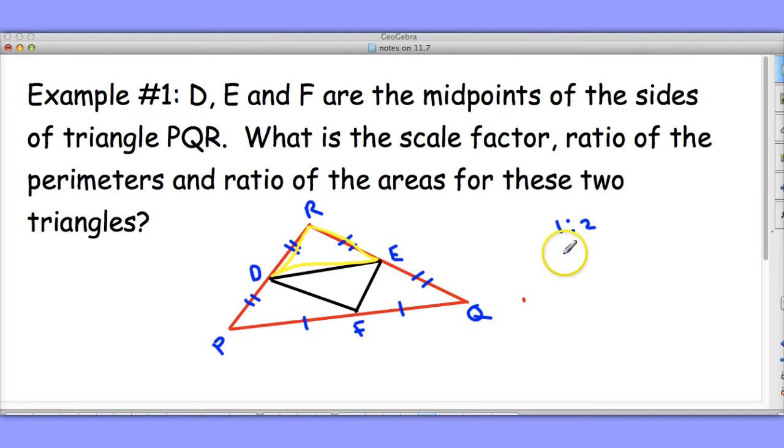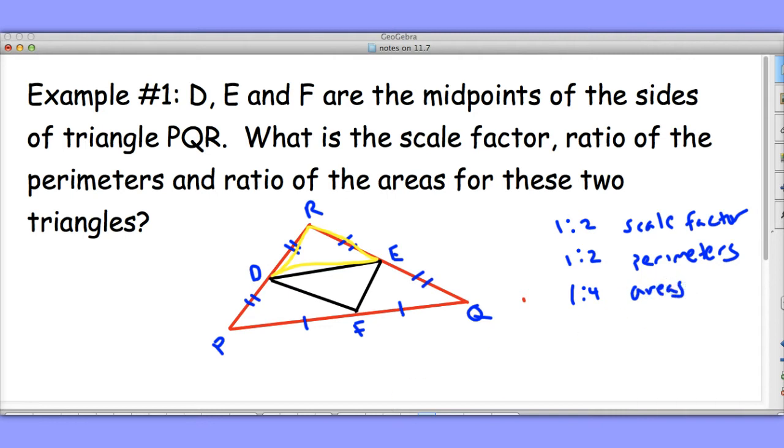The ratio of the perimeters is also 1 to 2. So this is our scale factor, and this is our ratio of our perimeters. And then we know from the theorem that we just got done looking at that the ratio of the areas is the scale factor squared. So this will be the ratio of the areas, 1 to 4.